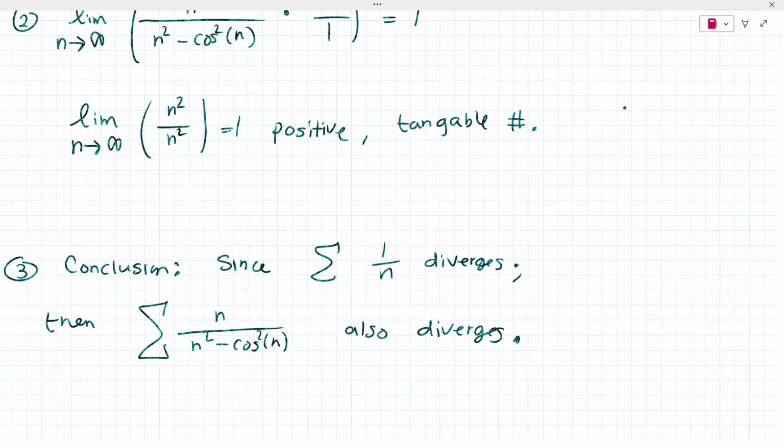Okay, so that was the last example for limit comparison test. The next test we should do is integral test. So I will stop here.